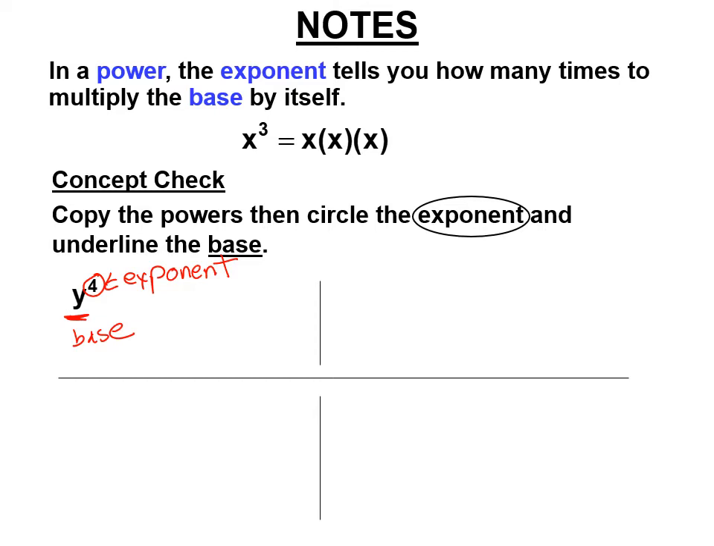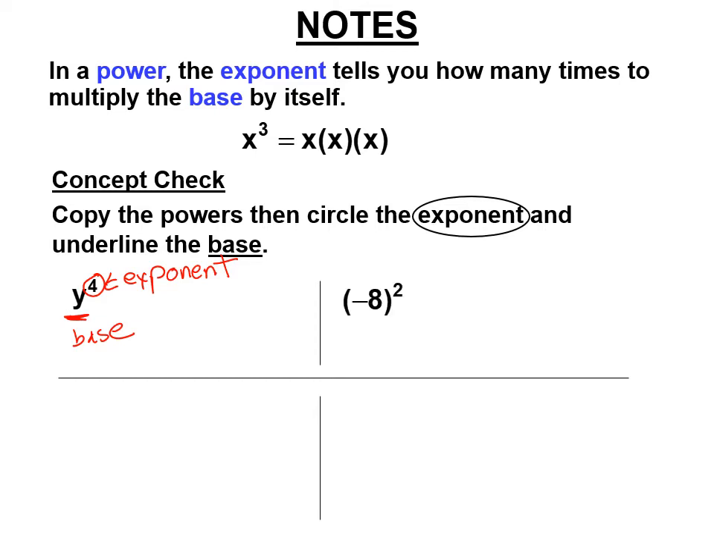So we say that as y to the 4th power. Once you get above 2 and 3, there's no special way to say them. You just say y to the 4th power. And so the 4 here is an exponent. The whole thing is the power.